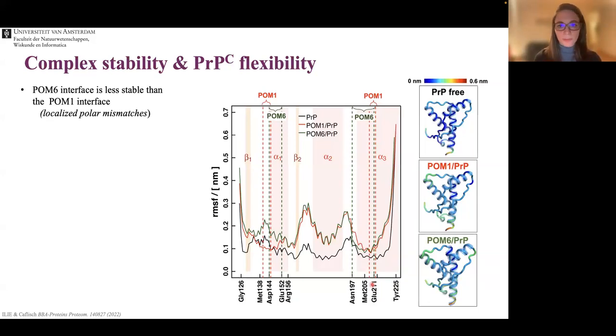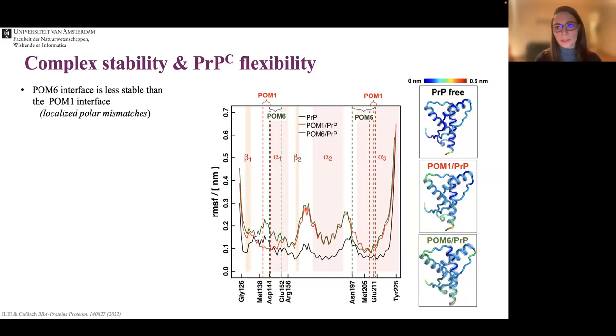Now I'll just take a moment to explain the plot because I'm going to use this throughout my talk. I highlight in the plot by these pink rectangles the three alpha helices, and by the two orange rectangles the small beta sheet. The vertical lines represent the location of the epitopes. So in red, POM1, because it's neurotoxic, and in green, POM6. The colors of the lines are always the same. So in black, we have PrPC, and in red and green, the antibodies.